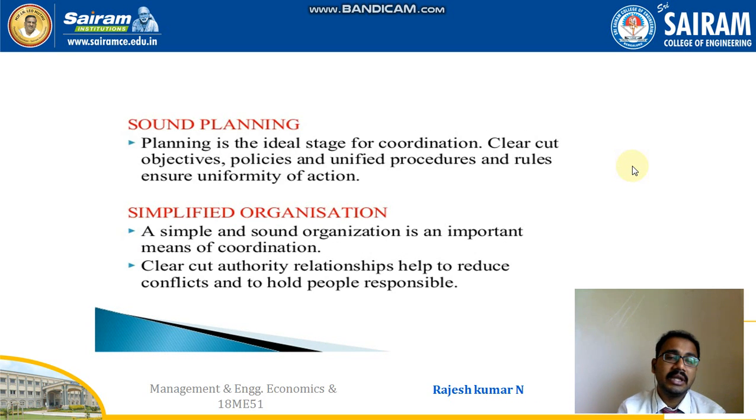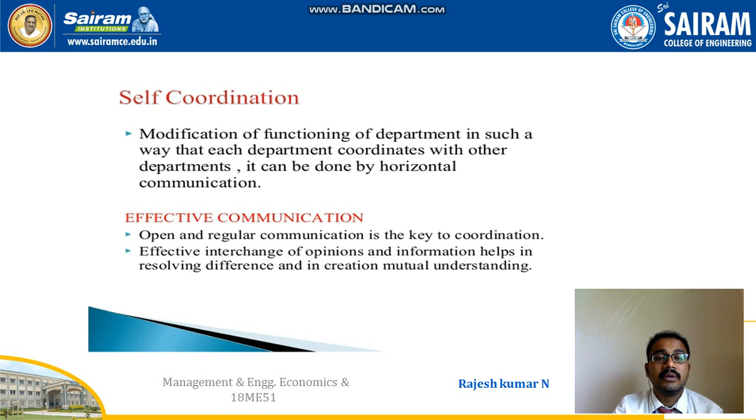So I have listed down all these techniques of coordination in the prioritized order. The very first one is nothing but sound planning. Planning is the ideal stage for coordination. Clear-cut objectives, policies, and unified procedures and rules ensure uniformity of action. And second one, simplified organization. A simple and sound organization is an important means of coordination. Clear-cut authority relationships help to reduce conflicts and to hold people responsible.